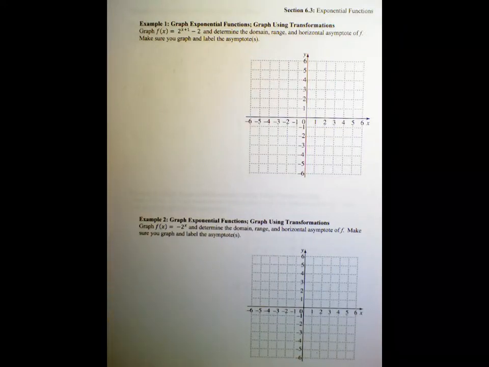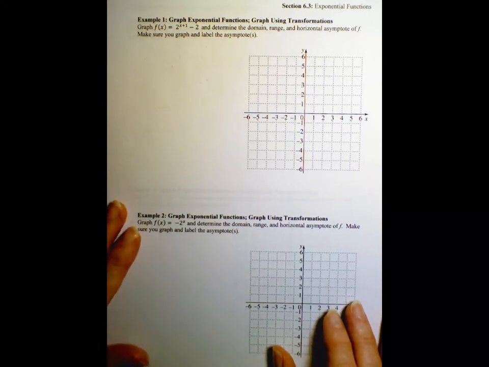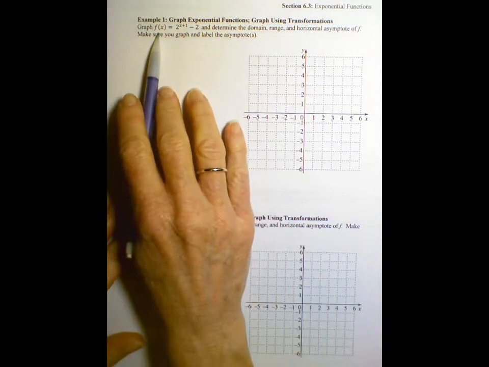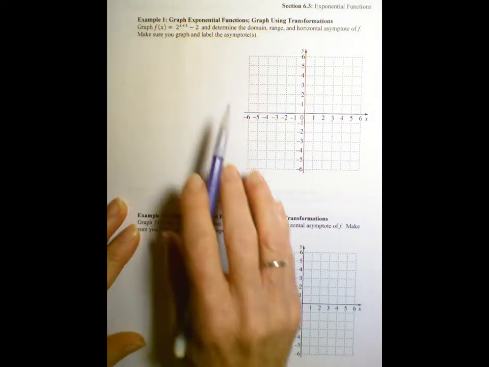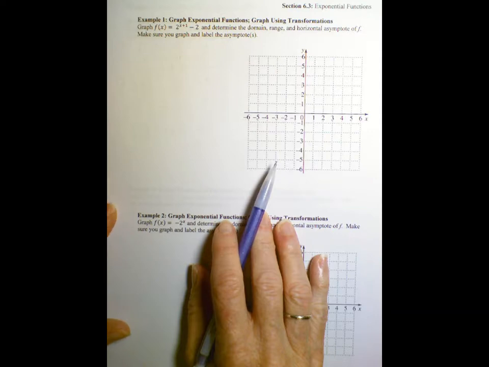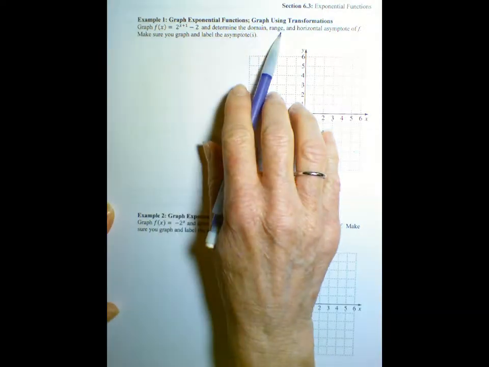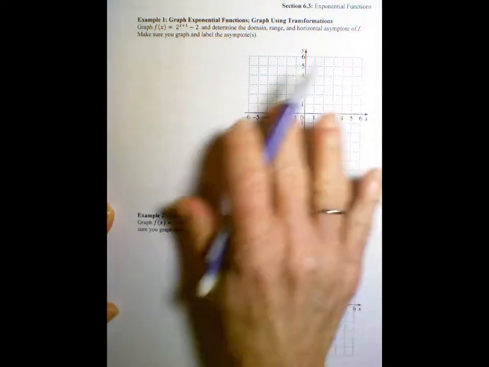Okay, we're now at example 1 in section 6.3 on exponential functions. We have seen the exponential function in general, how it is increasing when a is greater than 1 and decreasing when a is a number between 0 and 1. And now we'll look at some transformations. We're given a function, in this case f of x equals 2 to the x plus 1 minus 2, and we're to graph it using our transformations. We'll determine the domain, the range, the horizontal asymptote, graph, and label.